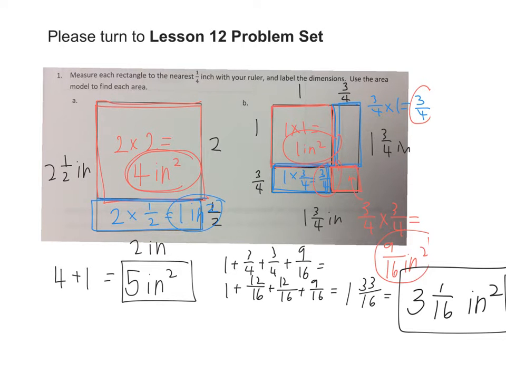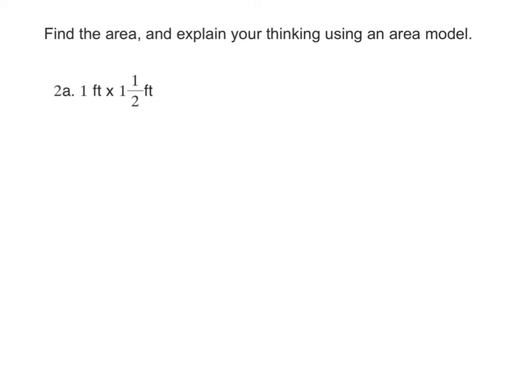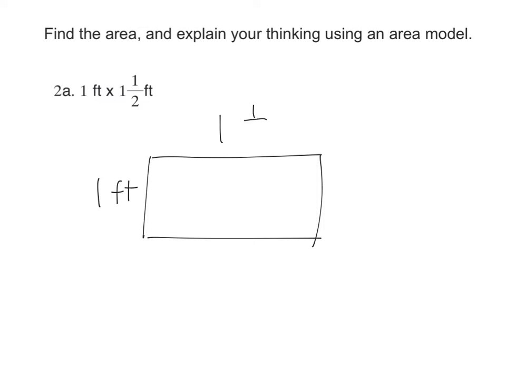Doing this, we can see that we can measure to find the dimensions, and then we can use what we know about area models to find the area. Yes? Very good. And as you can see, the directions for number 2 say to find the area and explain your thinking using an area model. So here you have to sketch the rectangle yourself. For number 2A, it says that the dimensions are 1 foot by 1.5 feet. So you're going to sketch a rectangle, and you're going to label it 1 foot by 1.5 feet.